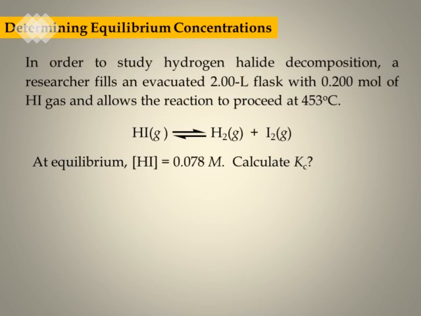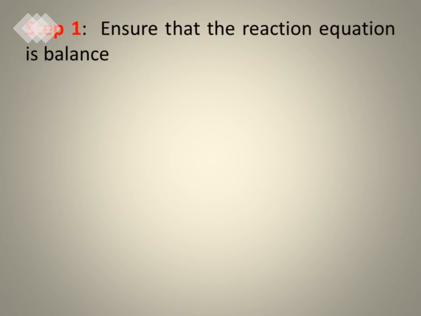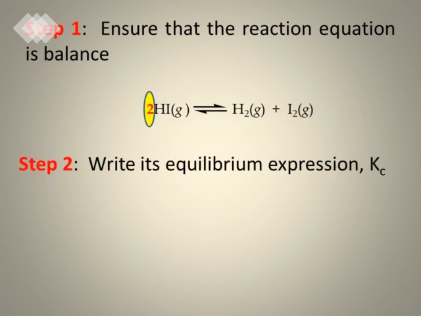Now, let us calculate the concentrations of the product and reactants at equilibrium. Example for this reaction. First, we must ensure that the reaction equation is balanced. Because remember that the stoichiometric coefficients in a balanced equation are included in the expression. The next step is to write the equilibrium expression.